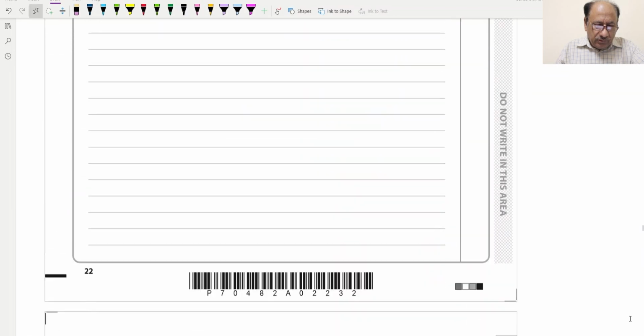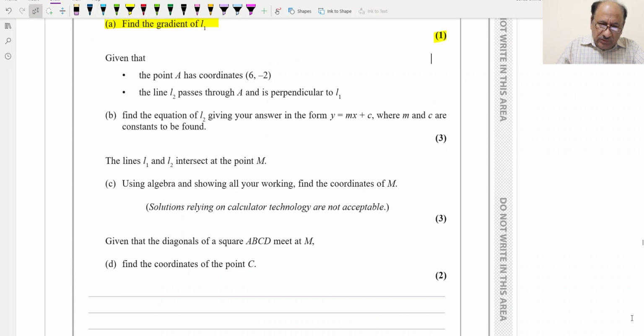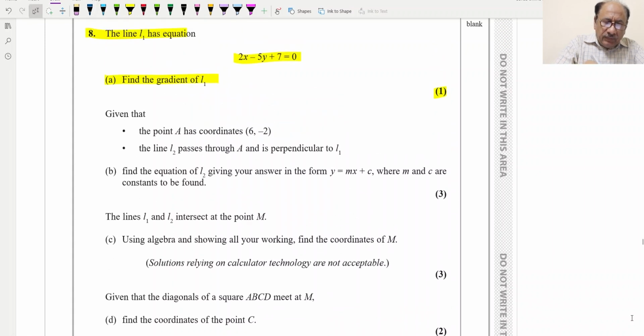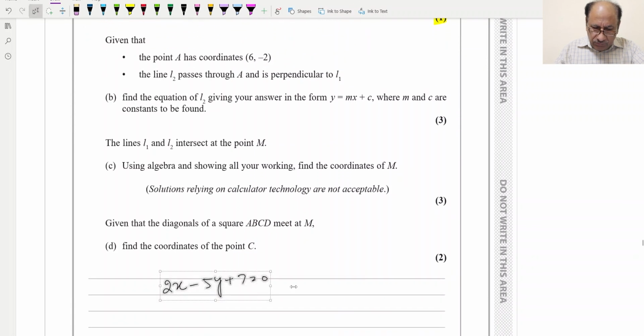Now we can move to the next question, question number 8. And question 8 says the line L1 has equation, so this is L1, and find the gradient of L1. This is a 1 mark question. So the same equation we can copy. Equation is 2x minus 5y plus 7 is equal to 0, and we can write it over here. So this is the given equation.